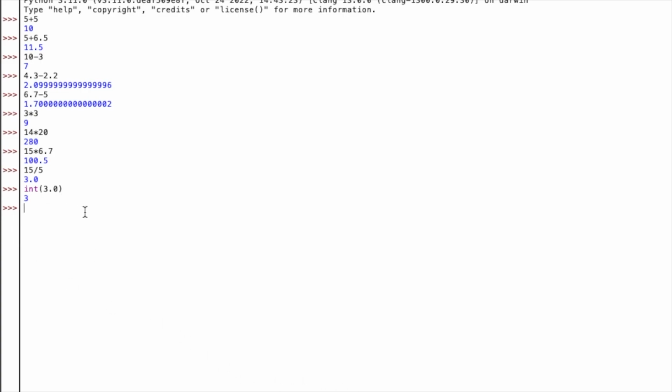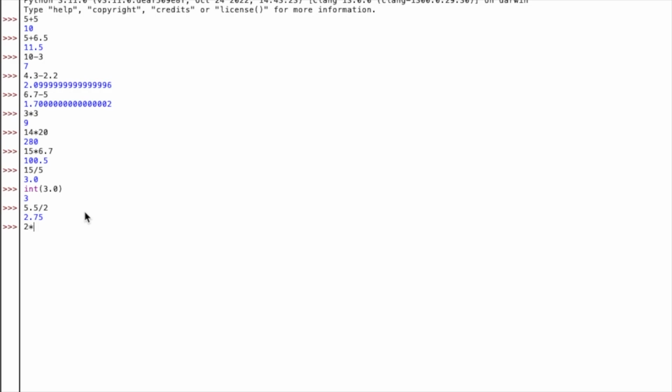Okay, now let's move on. How about 5.5 divided by 2? 2.75. So that works. Now what about some other types of operations like exponents or remainders? So let's try that, using two asterisks.